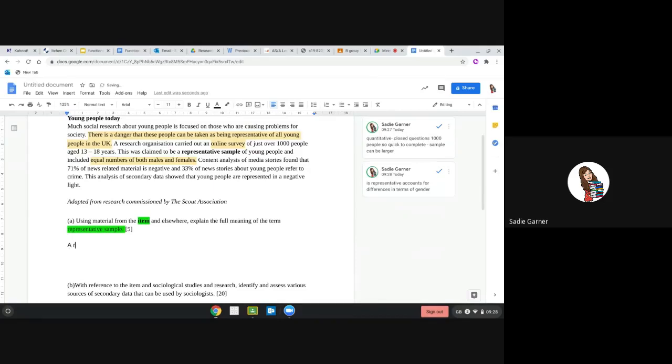Okay, a representative sample is when the group being researched is typical of the target population. Representative samples when the group being researched is typical of the target population.